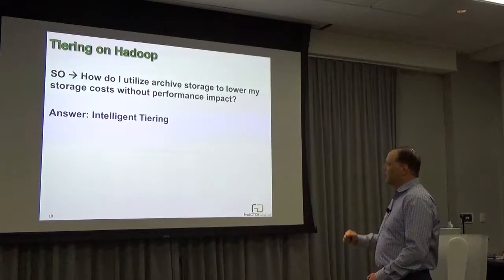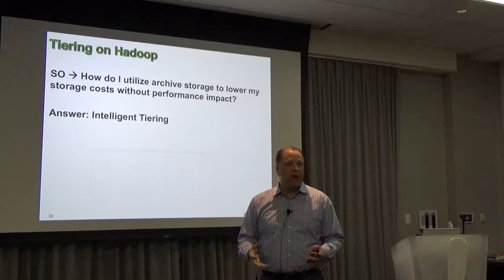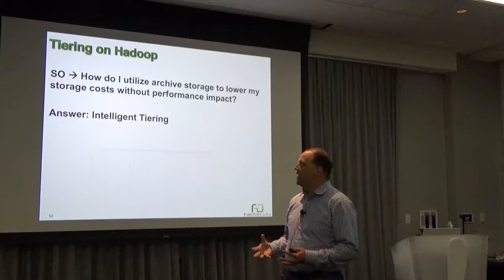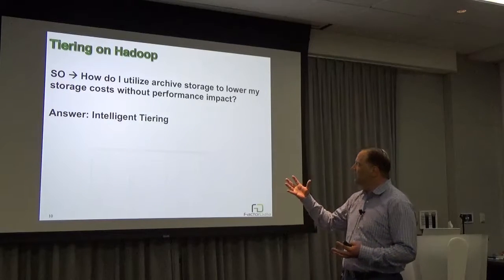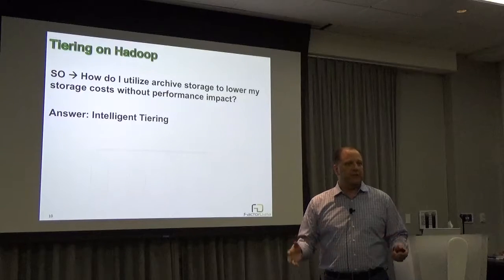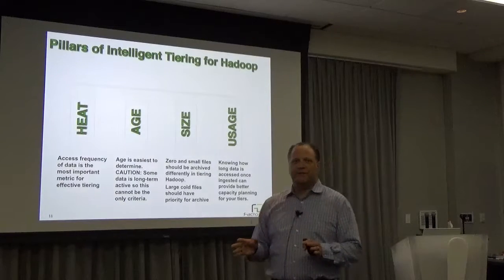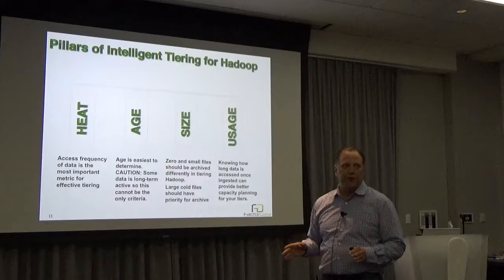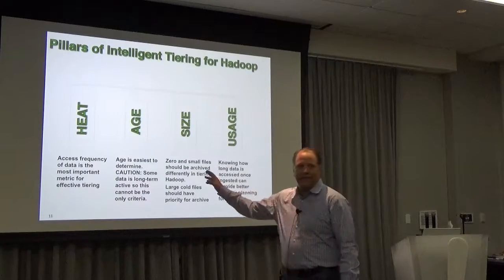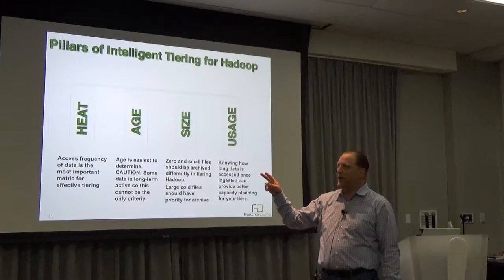So, how do I utilize this function to make my infrastructure more optimal, have it perform better, have it cheaper? How do I do that and use this built-in function without affecting performance? And the answer is to tier your data intelligently. And so we've come up with this concept of the pillars of intelligent tiering for Hadoop, okay? And so what you see here is I really need all these things in order to make sure that I have the right data on the right infrastructure in my Hadoop environment.